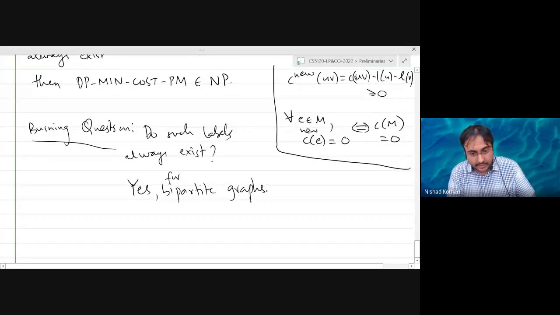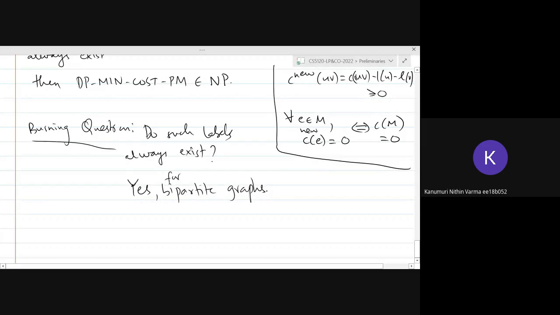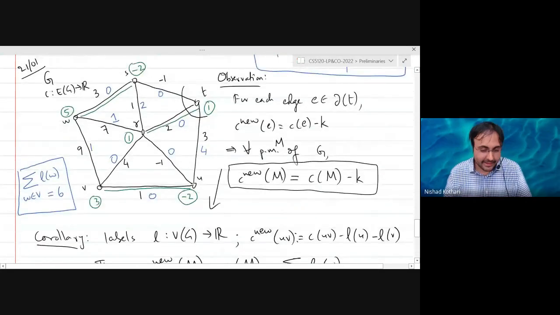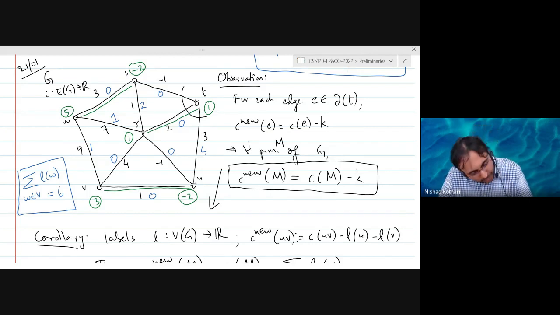Yes, for bipartite graphs. So, like the graph which you have shown in the example, that is not a bipartite graph. That is for a reason. Yes, for bipartite graphs, they always exist. For non-bipartite graphs, they may or may not exist. But there is also good news for non-bipartite graphs. There is a more complex way of showing that the problem is actually in NP. But we will be talking about that in module 4.